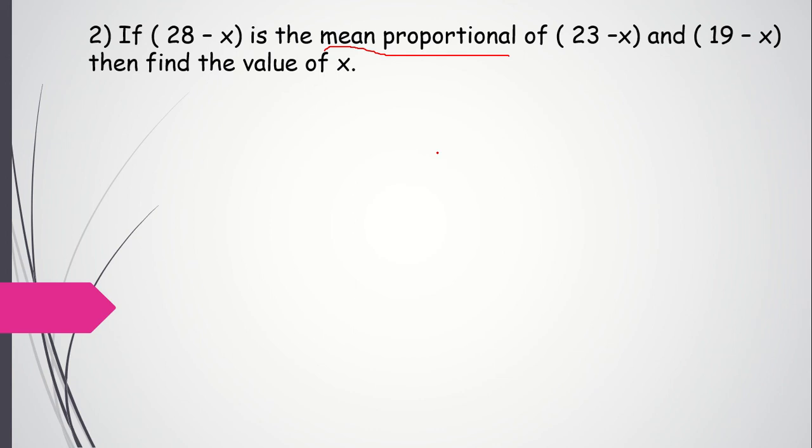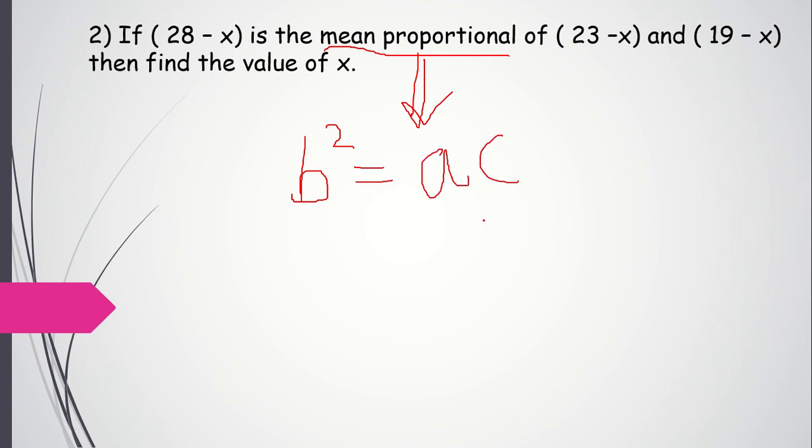B square is equal to AC. Okay, so if you see one of the three things, you should understand, it should always strike that it is B square is equal to AC. 28 minus x is the mean proportional of 23 minus x and this. Find the value of x. So since the word is mean proportional, we know it's B square is equal to AC.